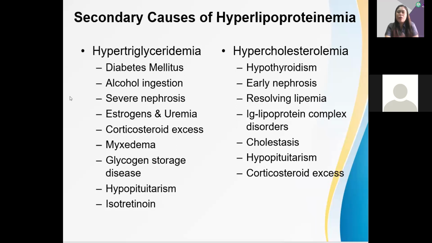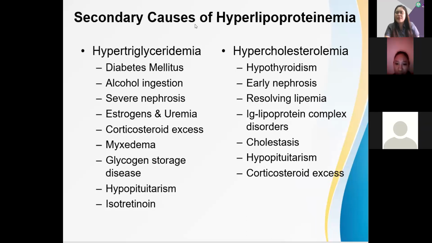Now, for hypertriglyceridemia, the secondary causes that can increase both oils and fats in the body, we have diabetes mellitus. So, ano gid na siya kanang partner gid ni sila. The alcohol ingestion, so na-mention na ko na last time, that the alcohol ingestion can also lead to deposition of fats and oils in our adipose tissues, severe nephrosis if the patient has problem with the kidneys, estrogens and uremia.